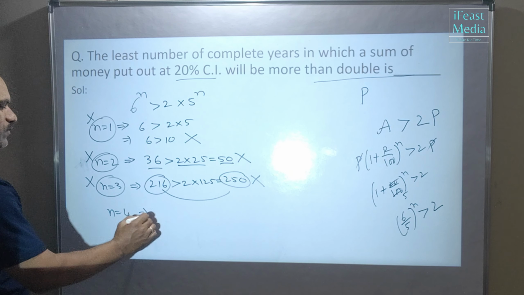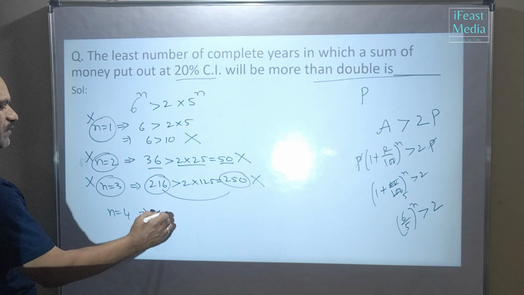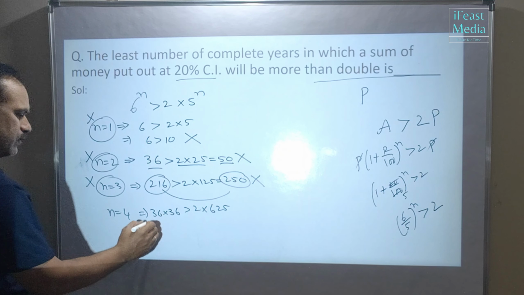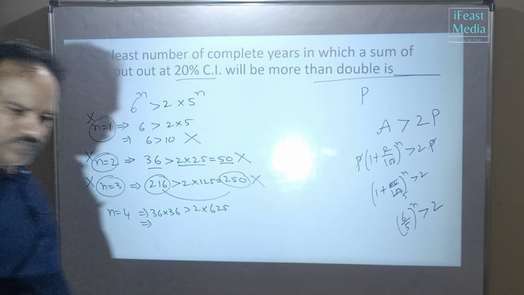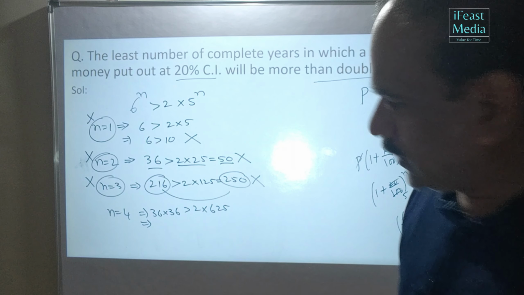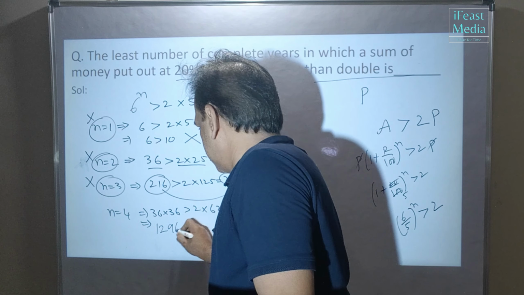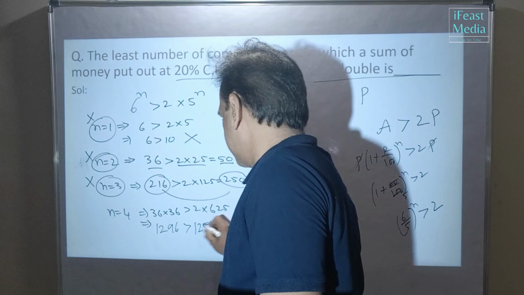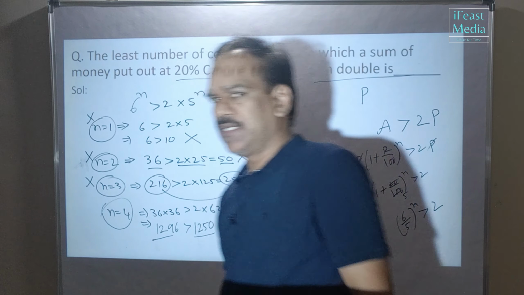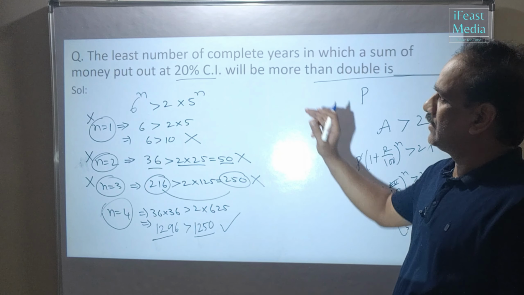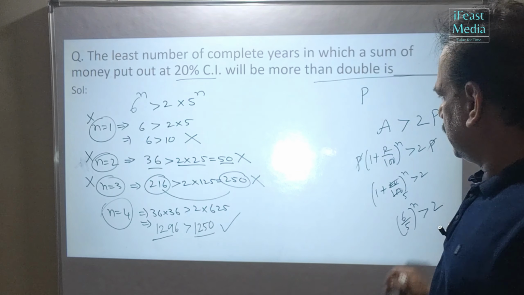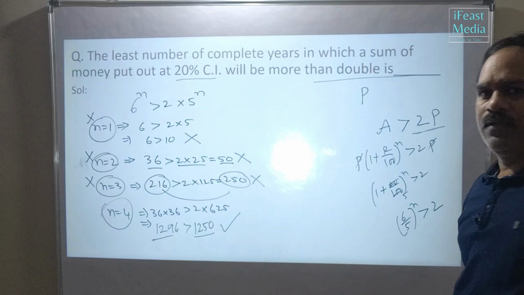You try n equal to 4. 6 power 4 is 36 into 36, and 2 into 5 power 4 is 625, so 1250. 36 into 36 is 1296, and 1296 is greater than 1250 is true. So n must be 4, the least complete number of years for which the amount is more than twice the principal.